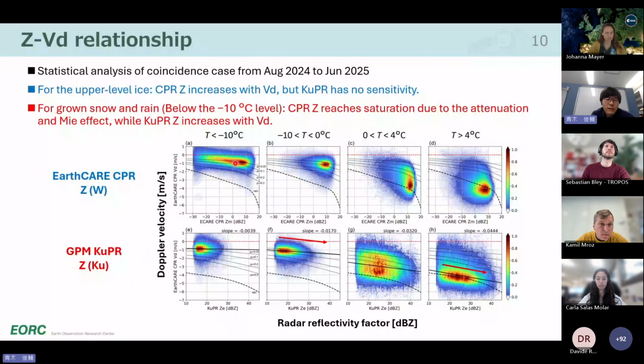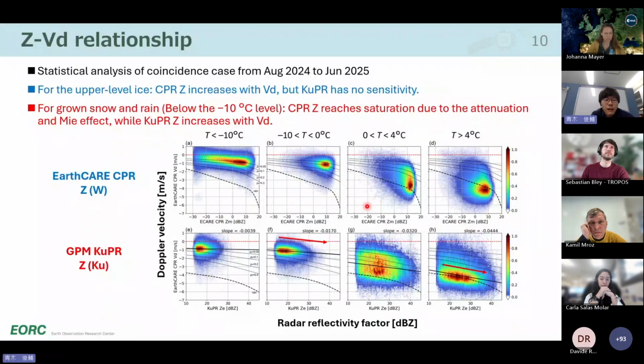In W band measurements, CPR radar reflectivity increased with Doppler velocity, suggesting CPR is very sensitive to the microphysical light precipitation or cloud ice particles. On the other hand, KuPR cannot observe such kind of light precipitation. So the observation is concentrated around here.